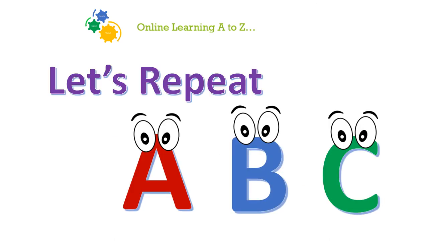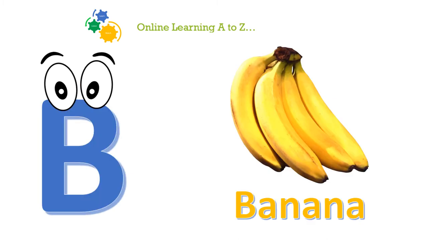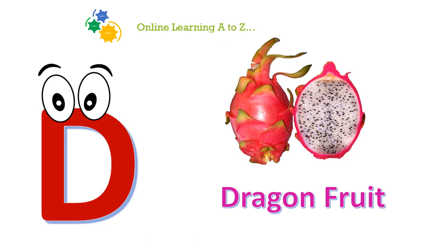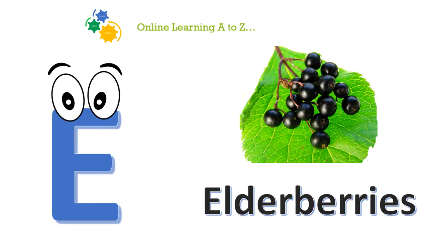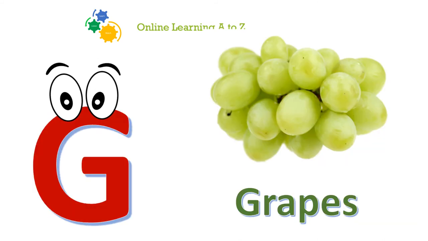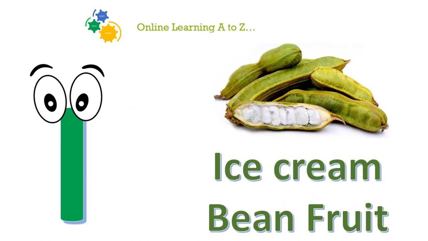Let's repeat. A is for an apple. B for banana. C for custard apple. D for dragon fruit. E for elderberries. F for fig. G for grapes. H for honeydew. I for ice cream bean fruit.